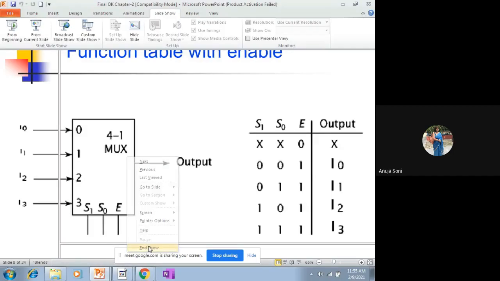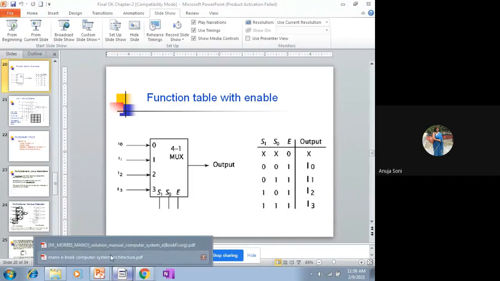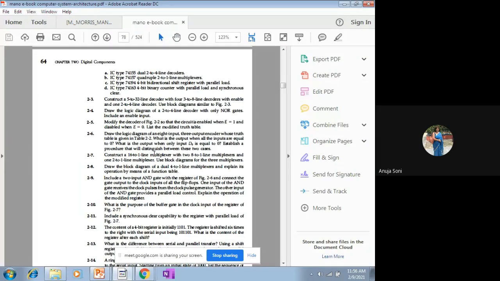Now I am switching back to the exercise question that we were discussing: you have to construct a 16 to 1 line multiplexer with two 8 to 1 line multiplexers and one 2 to 1 line multiplexer. Use a block diagram for the 3 multiplexers. By just looking at the size of the multiplexer needed, 16 to 1 line, you can easily observe that there will be 16 input lines and 1 output line. The number of select pins will be decided when you convert 16 in terms of 2 raised to the power, which is 2 raised to the power 4. So that means 4 select pins will be needed.